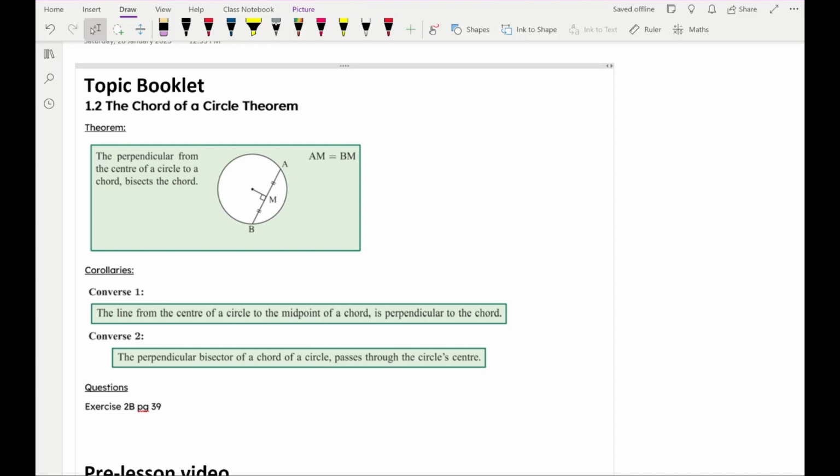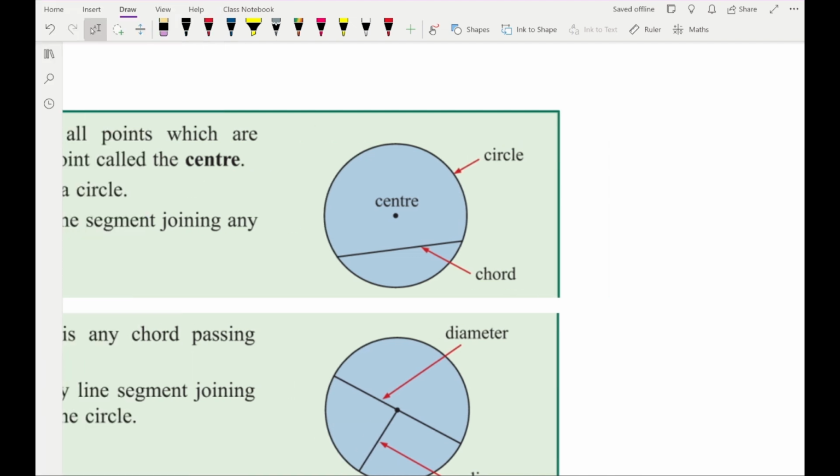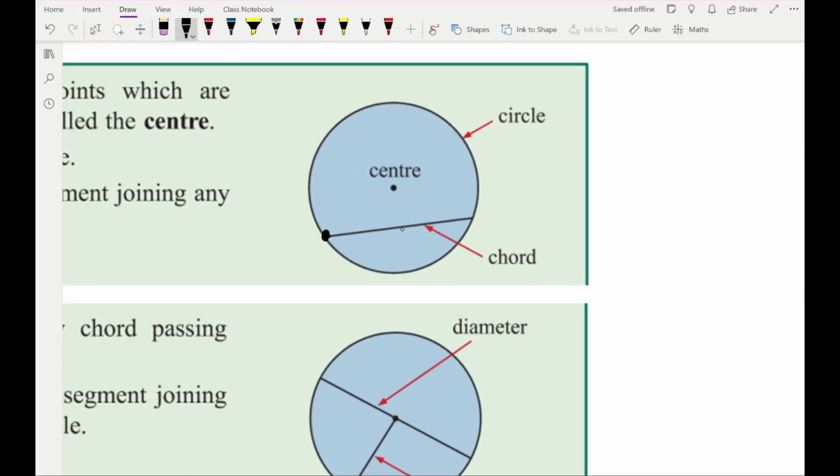Okay, in this video we're going through the chord of a circle theorem. Before we understand this, we need to understand what a chord is, and basically that's when you take a line from the circumference out to the other bit of the circumference and it's a straight line that goes from there to there. That's called a chord. Turns out that if you have a chord which happens to pass through the center of the circle, that chord has a very special name and it's called the diameter of the circle.